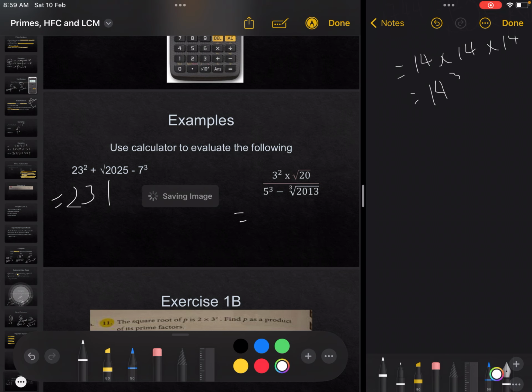And the second question, let's try again. So 3 to the power 2 times the square root of 20.